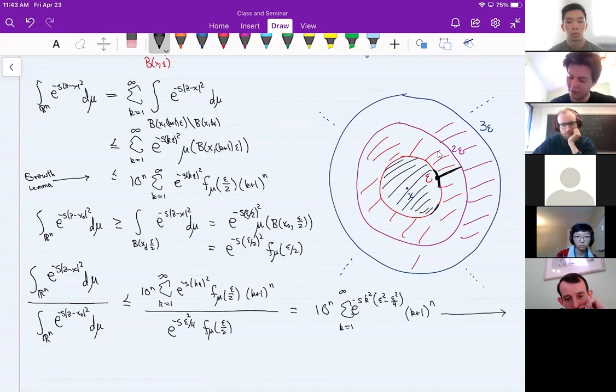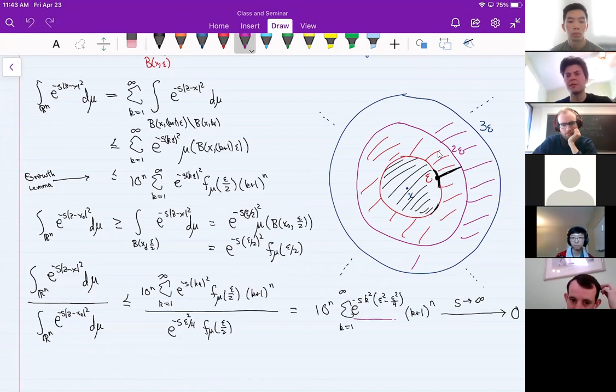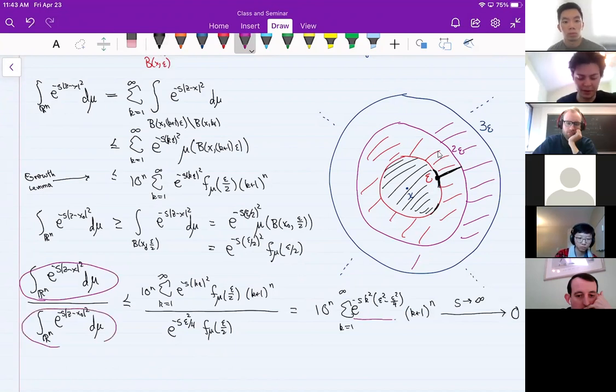Okay, and then as s goes to infinity, this thing is going to 0, right? Because I have e to some negative exponent here. So as I take s to infinity, this thing is decreasing exponentially. And so what this shows really is just that if I take s large enough, eventually this guy on the top is smaller than the guy on the bottom.